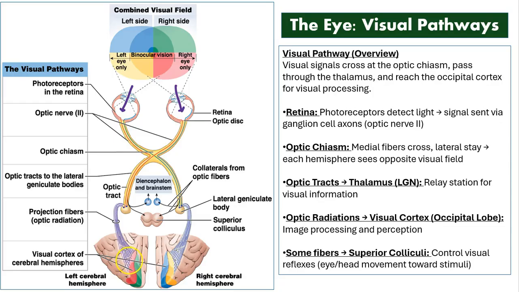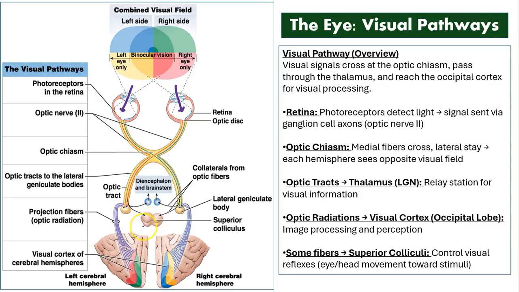Okay, so if you think about it in general, you can say the light is going to hit the retina and have the signal go to the optic nerve. The optic nerve is going to have some of the medial fibers cross at the optic chiasm. That's going to ensure, again, the brain hemispheres are on the opposite visual field. Then that signal is going to go to the thalamus, and then from the thalamus it's going to go to the occipital cortex, so an image can be perceived and you can see what you're looking at.